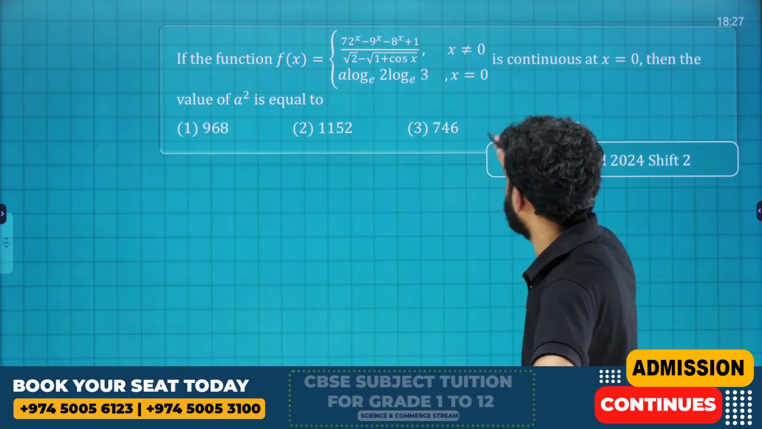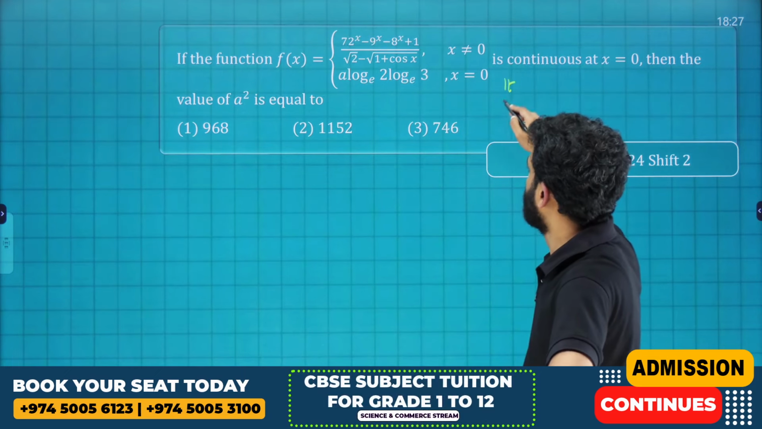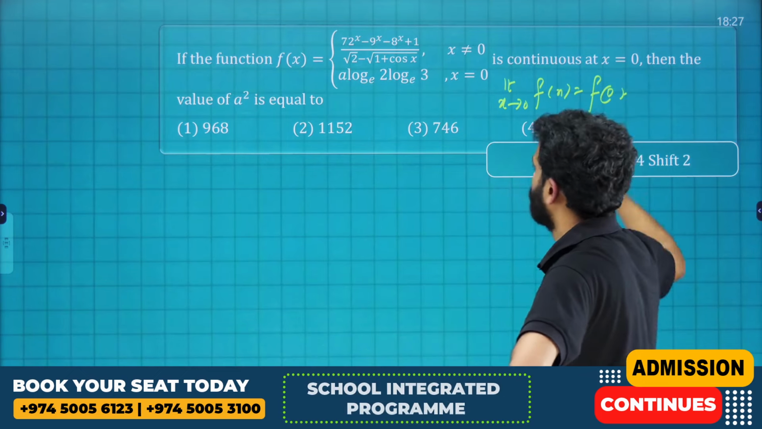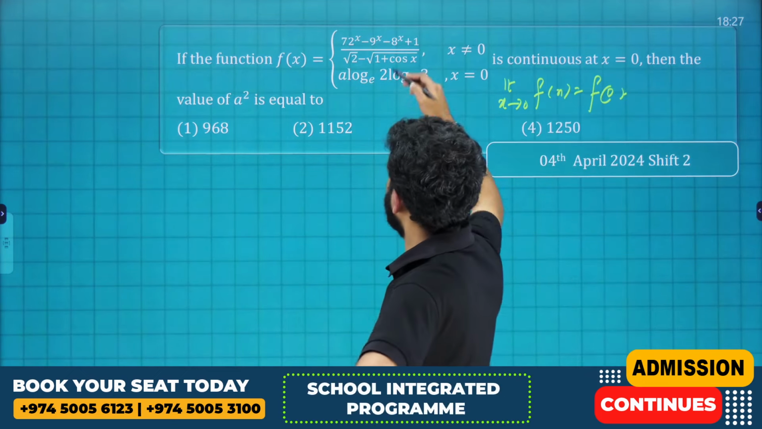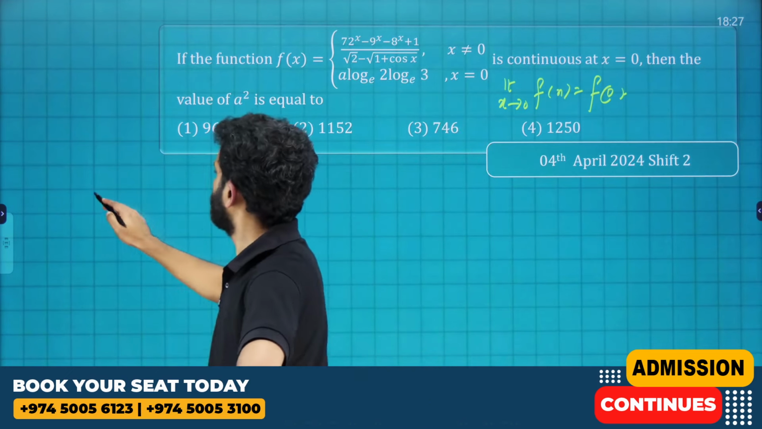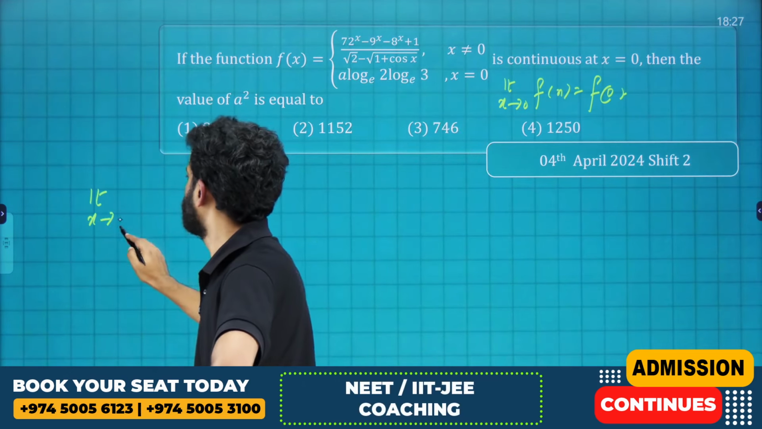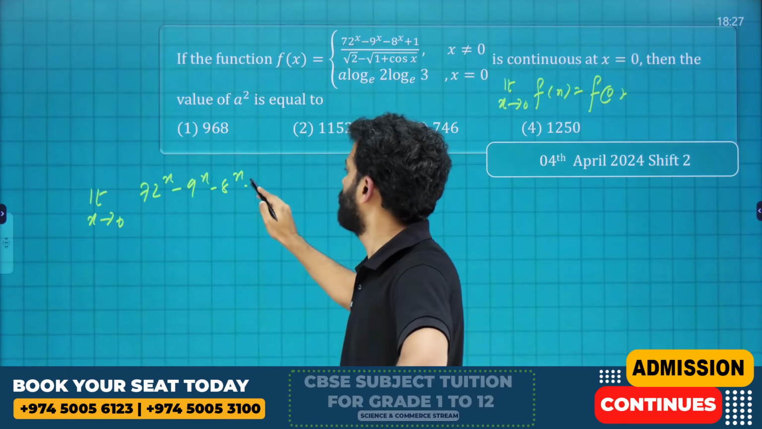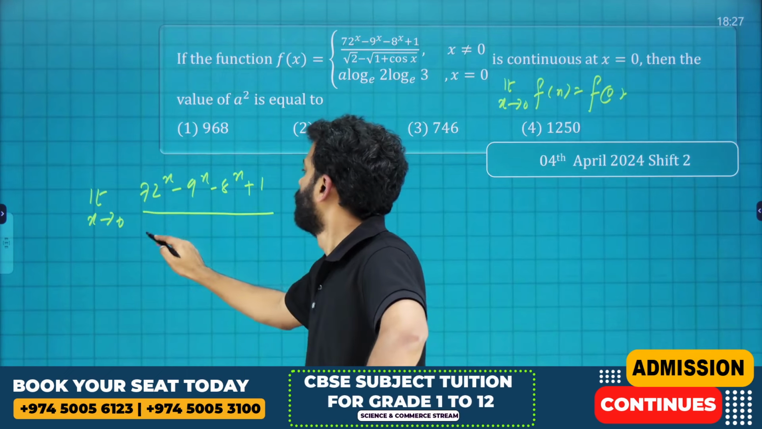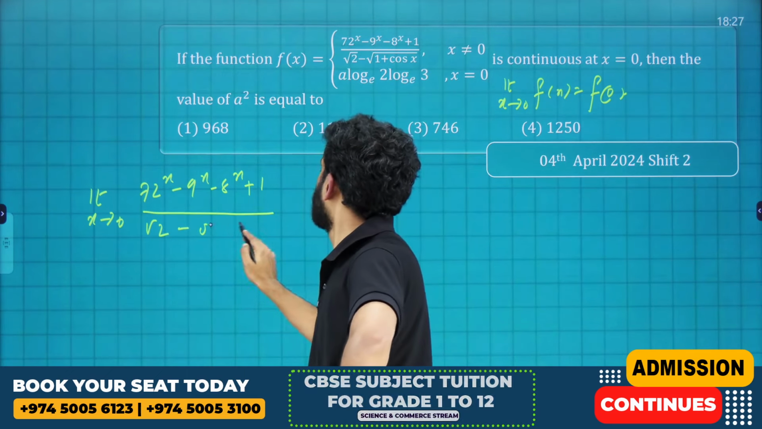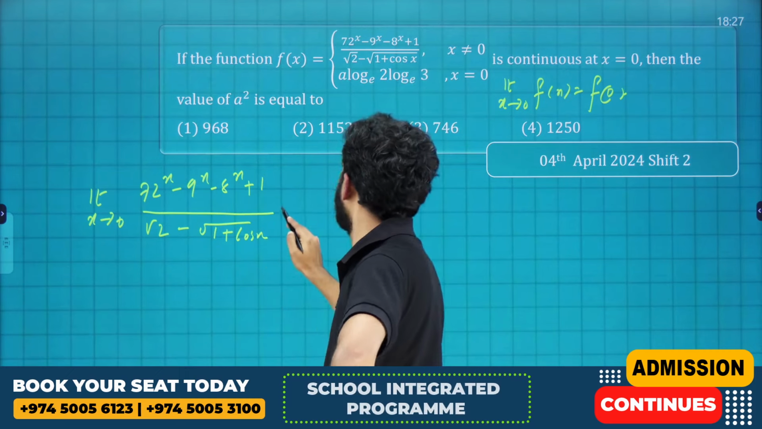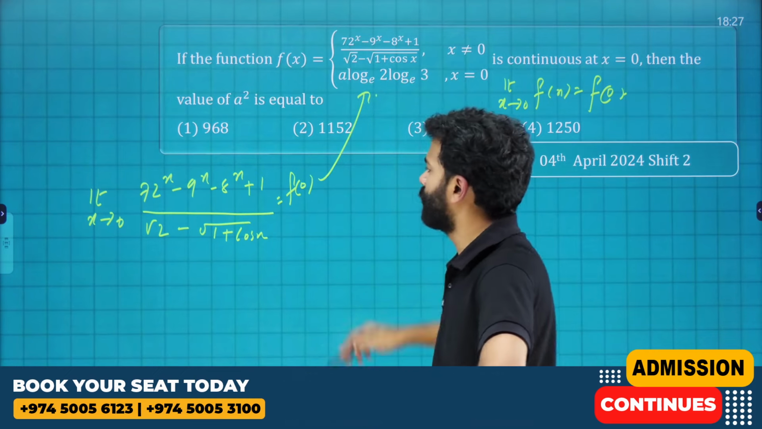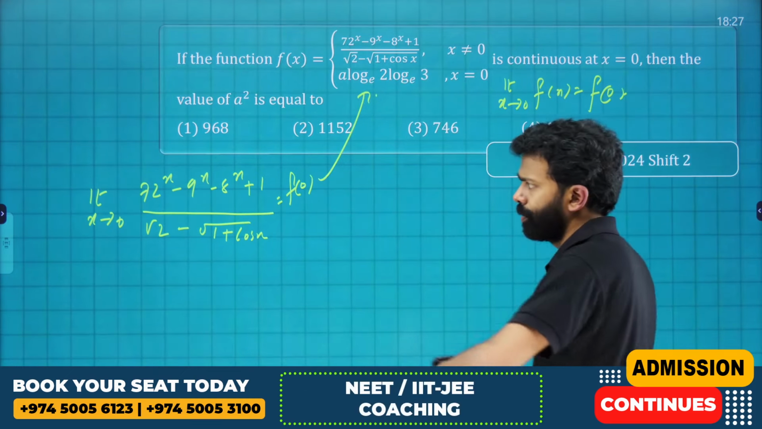Okay, if the function is continuous at x is equal to 0, what is the meaning of that? Limit x tends to 0, f of x is equal to what? f of 0. Okay, so we need to apply limit over here. I think it will be in indeterminate form. Let's check it out. Limit x tends to 0, 72 raised to x minus 9 raised to x minus 8 raised to x plus 1 divided by root of 2 minus root of 1 plus cos x, and that is equal to f of 0. The value of f of 0 is over here. We can write and compare that later after solving this one.